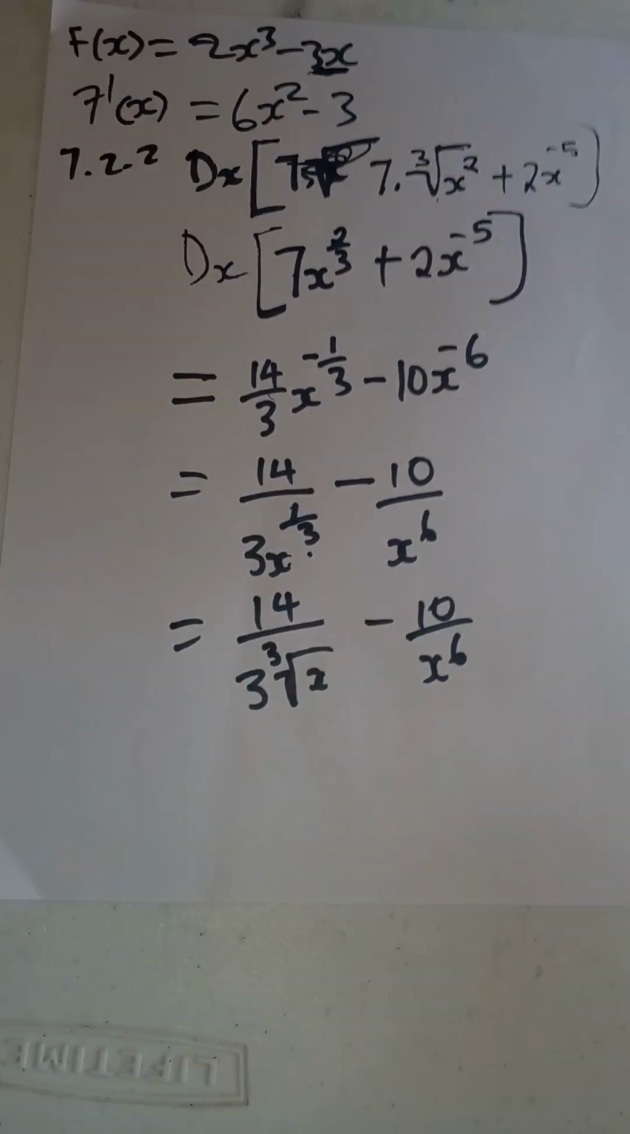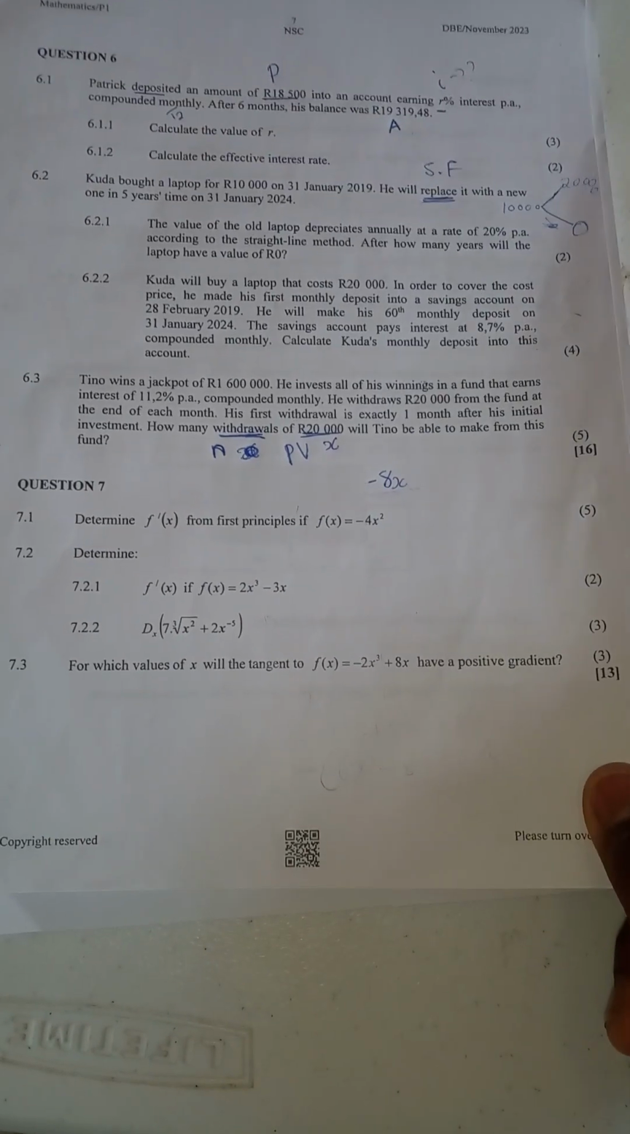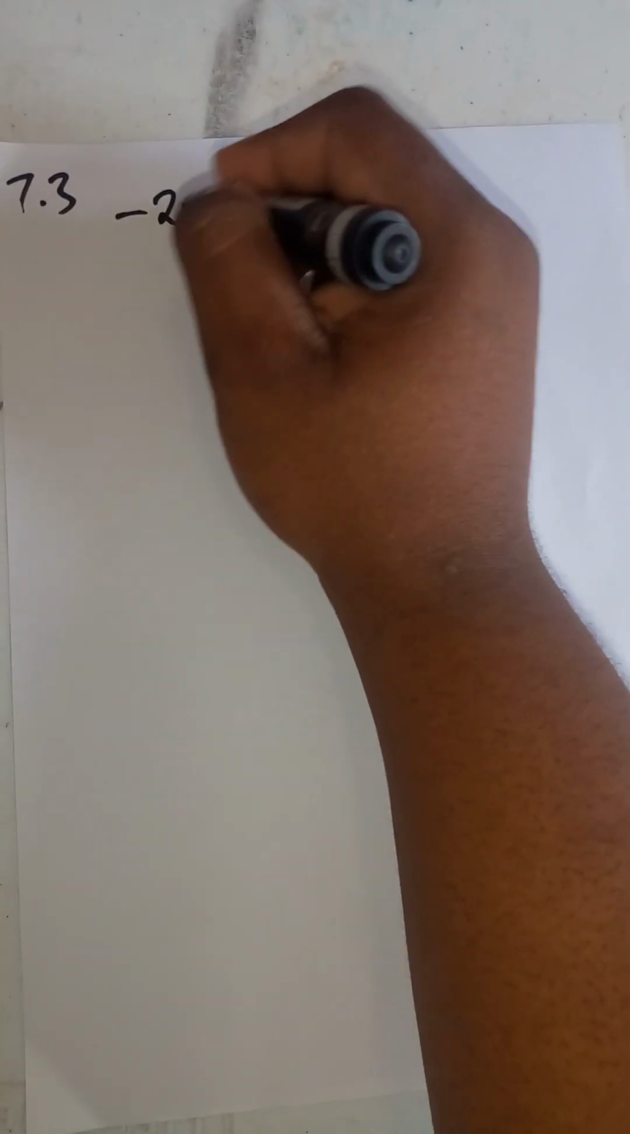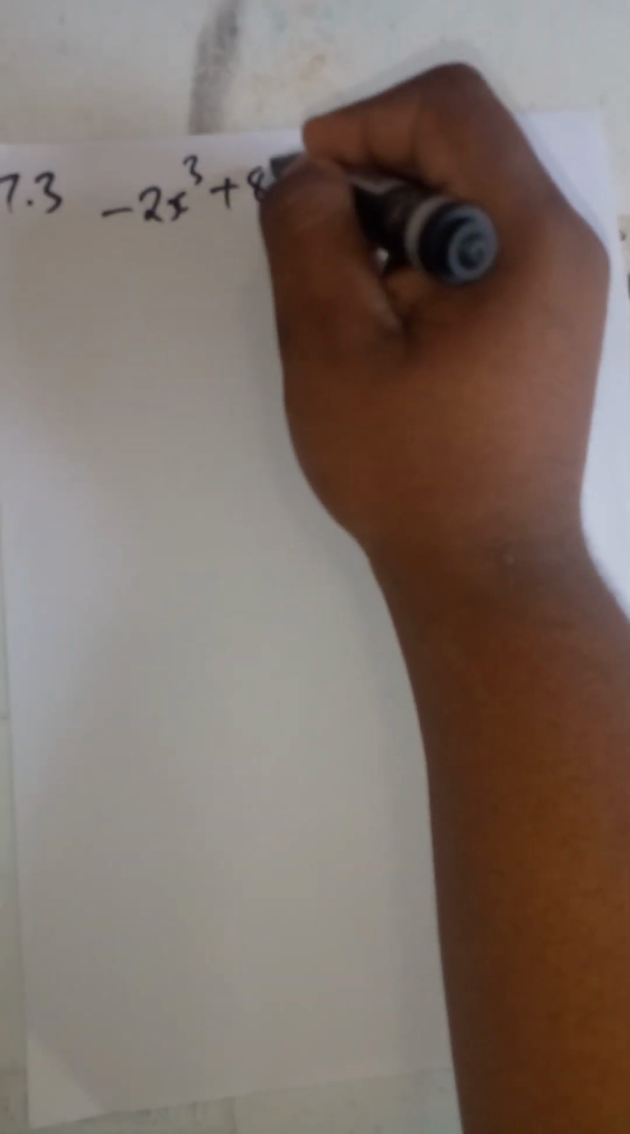And then the last one is saying that for which values of x will the tangent to the curve have a positive gradient? Now they're talking about the tangent, so it means you will have to find the first derivative. Okay, so this one, there's no problem there. Let's now find the first derivative of what we are given. So this is 7.3. I'm given negative 2x cubed plus 8x.